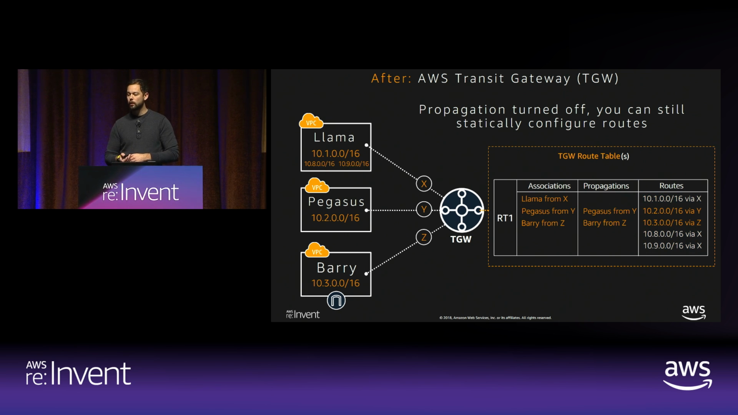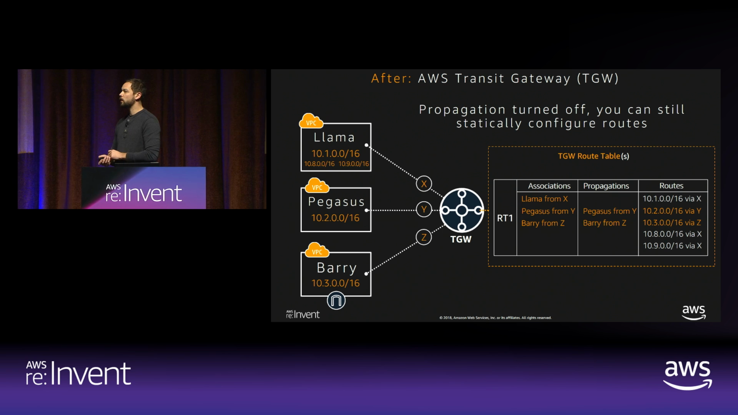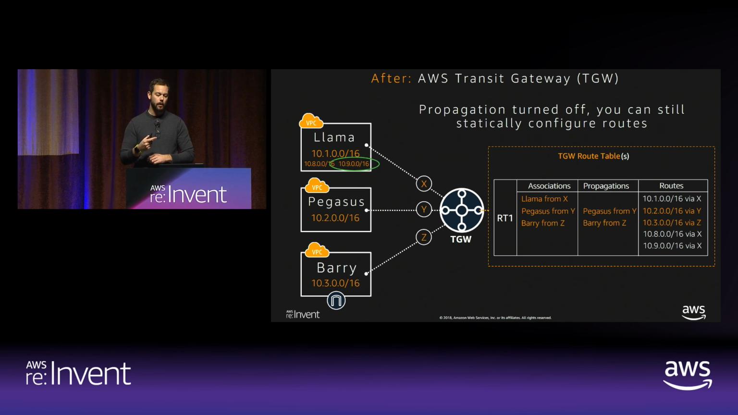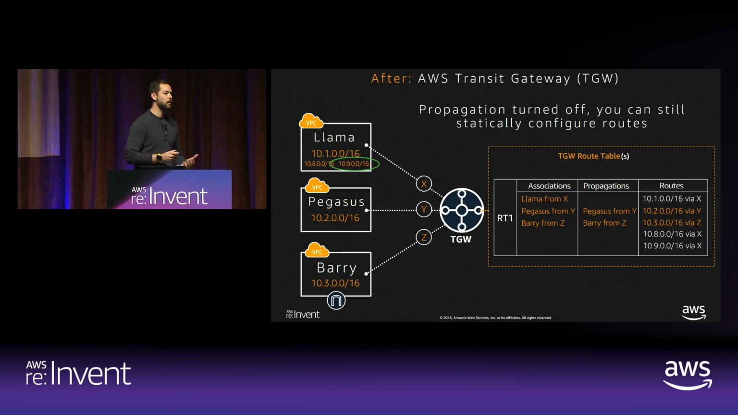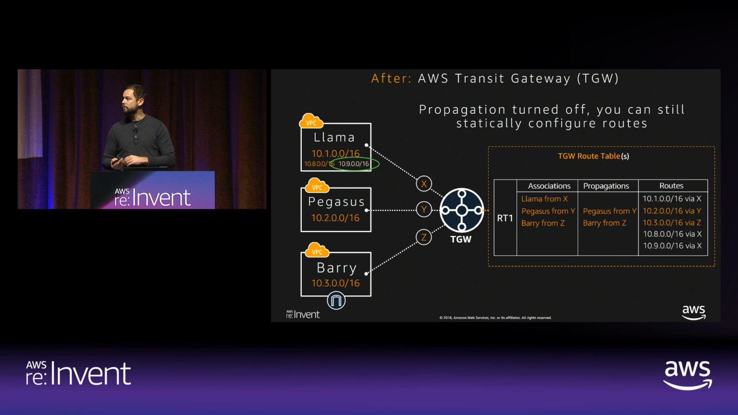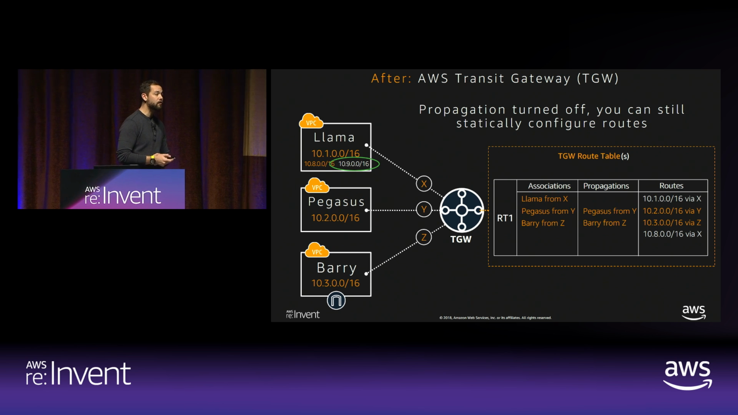But what you can do is manually go in and statically configure those routes and say via X. So now traffic would go to Llama. Now, if 10.9 was an overlapping CIDR address range with our on-premises or with another VPC, with an EKS pod address range, something like that, you could remove that specific route. Now you're only sending packets for 10.1 and 10.8 down attachment X to Llama. So you get some policy control with the TGW that you didn't have previously.